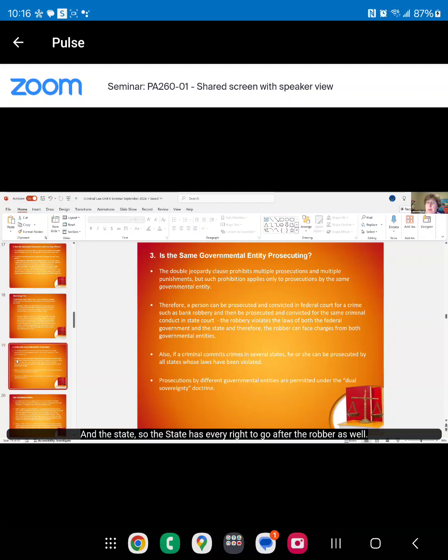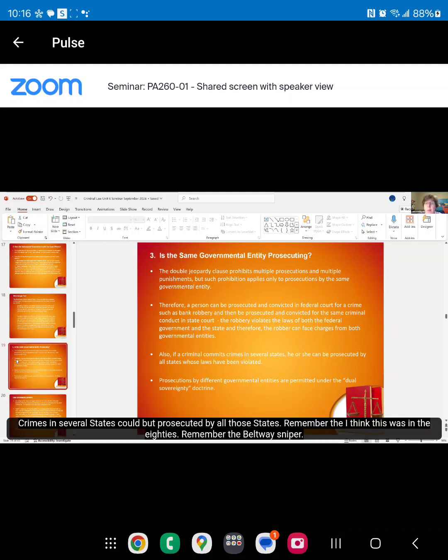So the state has every right to go after the robber as well, because the robber has violated the laws of both the federal and state governments. So it is possible to face charges from both. And so there are separate sovereign entities, the state and the federal government. If the criminal commits crimes in several states, he could be prosecuted by all those states.